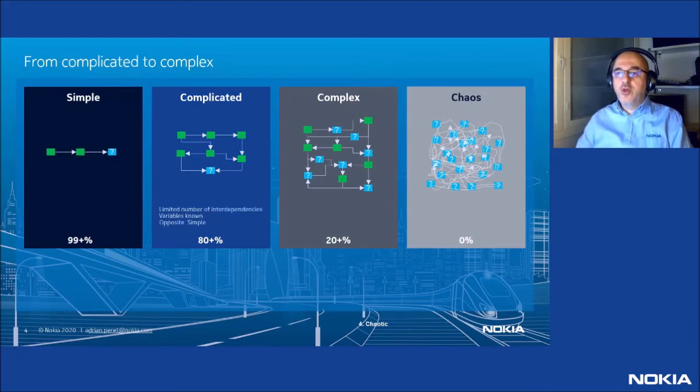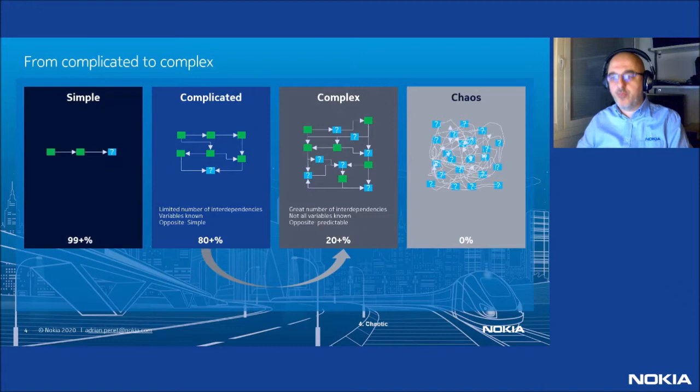So then let's focus on complicated, which means that there is a limited number of interdependencies, variables are known, it's the opposite of simple. Complex has a greater number of interdependencies, and not all variables are known, it is the opposite of predictable. So the world around us is in a process of changing by moving from complicated to complex, and all systems around need to be able to tackle this.